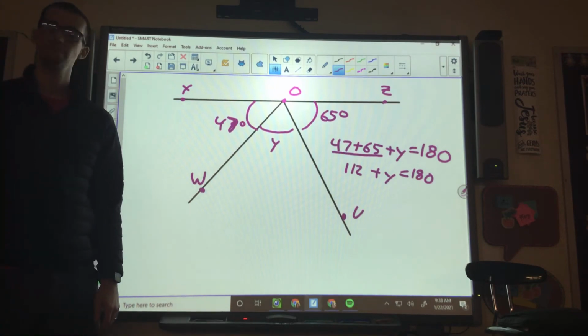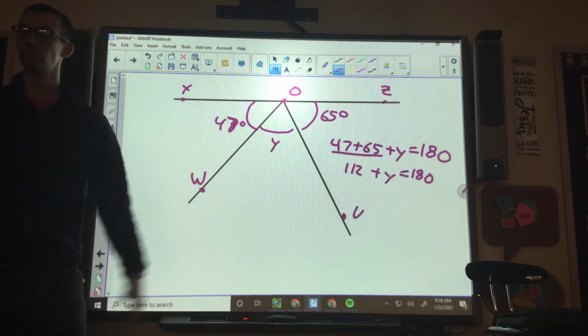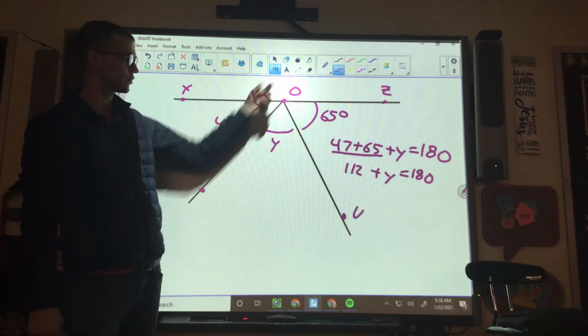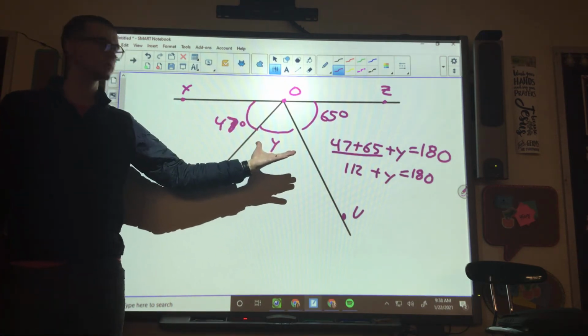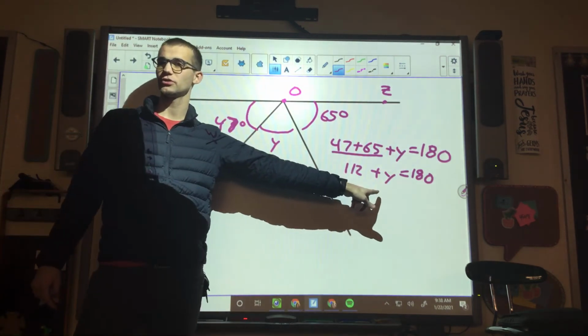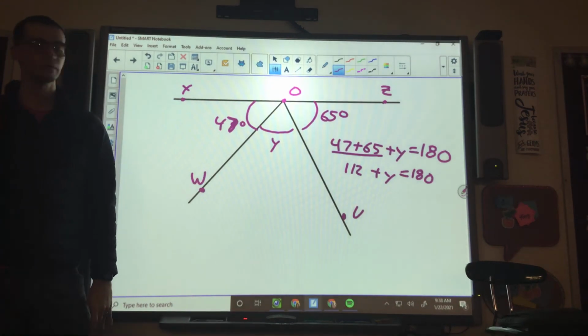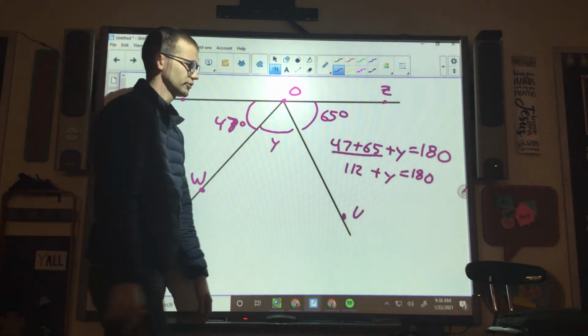What is y? Well, how do we figure it out? If we know that these two add up to be 112 and all of them add up to be 180, that's why, again, I use the equation here. What do I have to do? 180 minus 112. You don't take 112 minus y.